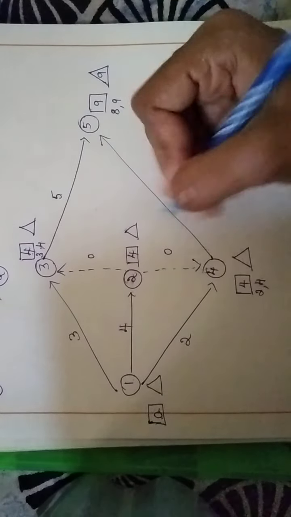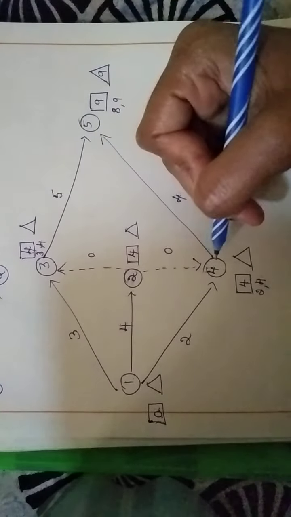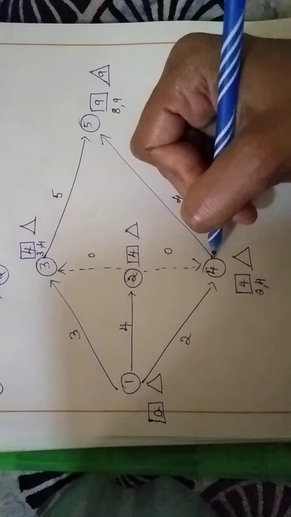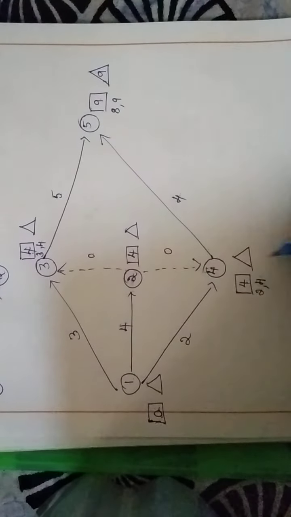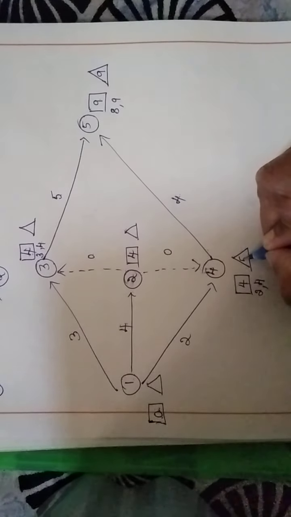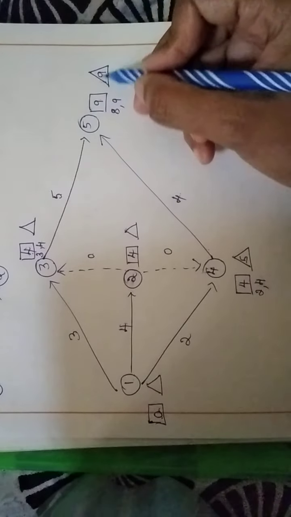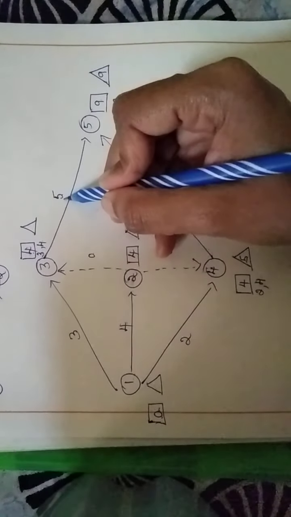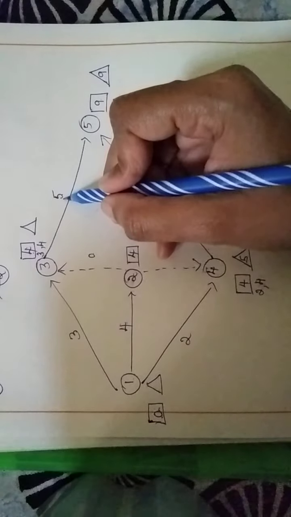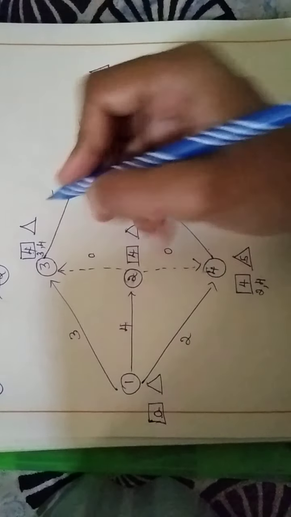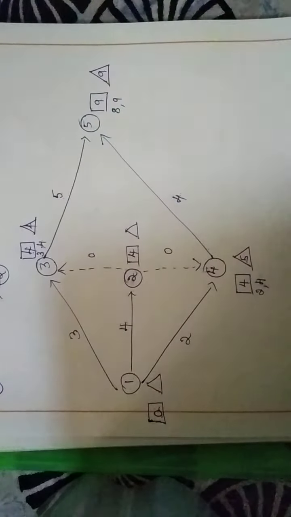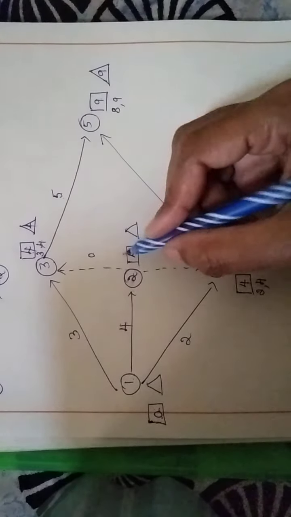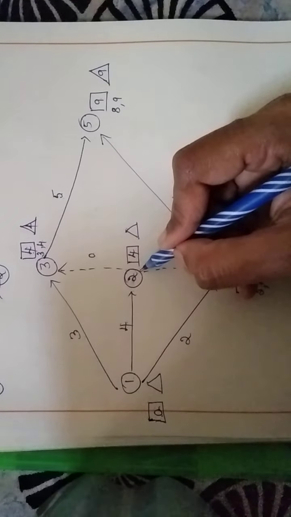There are no other backward coming arrows for this particular node, so I am taking 5 here. Okay. So coming again here, 9 minus 5 is again 4. So I am writing 4 here. Now coming down to this particular node here.